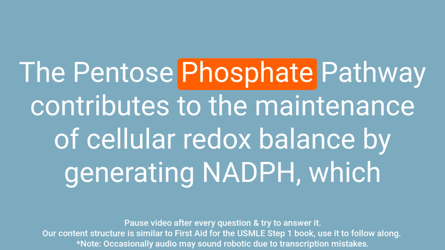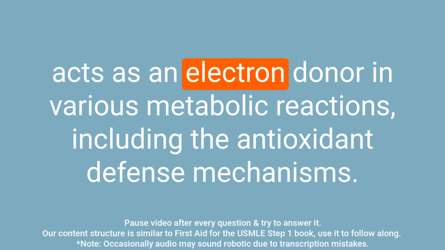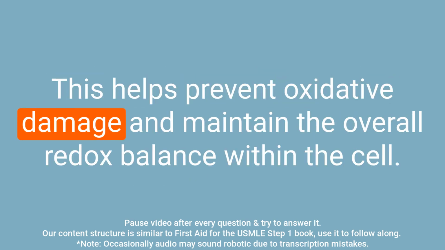Answer: The pentose phosphate pathway contributes to the maintenance of cellular redox balance by generating NADPH, which acts as an electron donor in various metabolic reactions, including the antioxidant defense mechanisms. This helps prevent oxidative damage and maintain the overall redox balance within the cell.